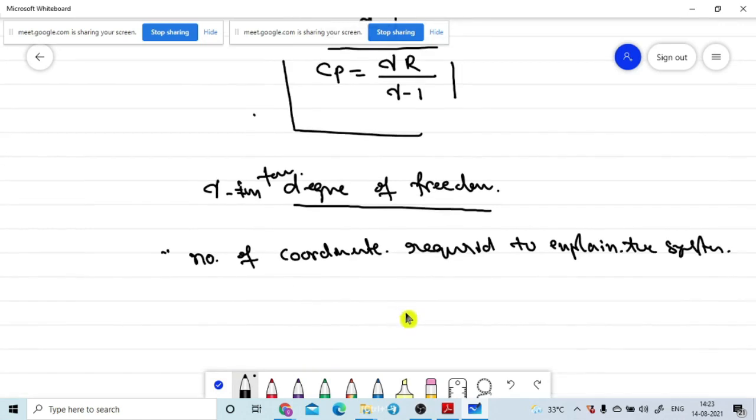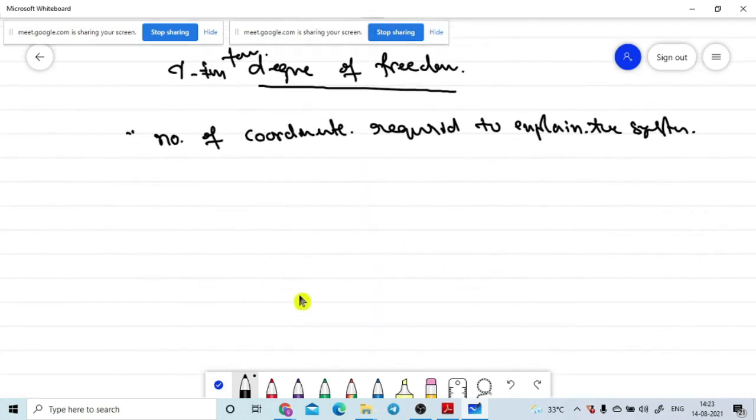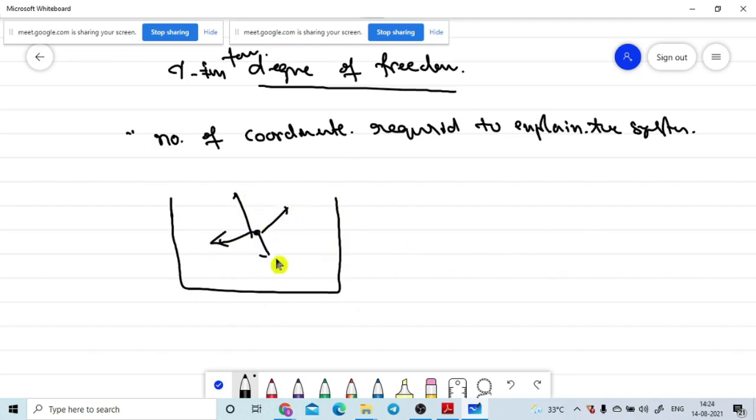So let me introduce that concept very briefly, because we don't have this concept in our books; we are going out of syllabus. That's why I am introducing it very briefly. Let's assume one particle is in this vessel and it can move in any direction. There are no restrictions on its movement in this vessel.